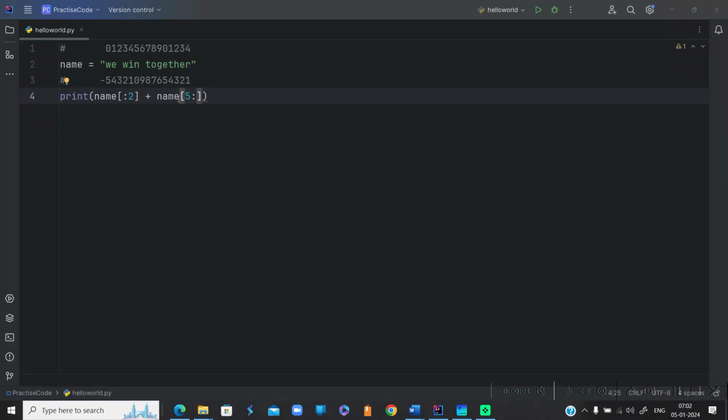Hi guys, in this session I am going to explain slicing with negative numbers. Okay, I will start here.